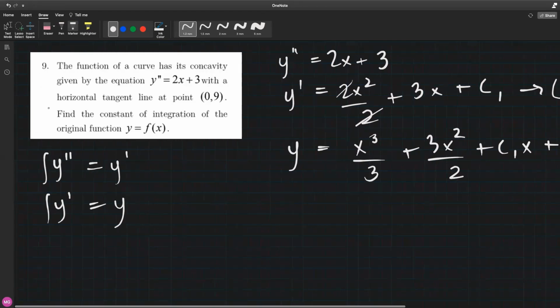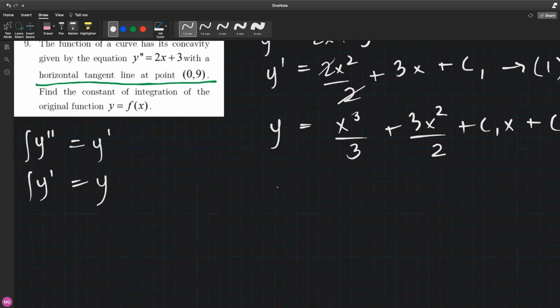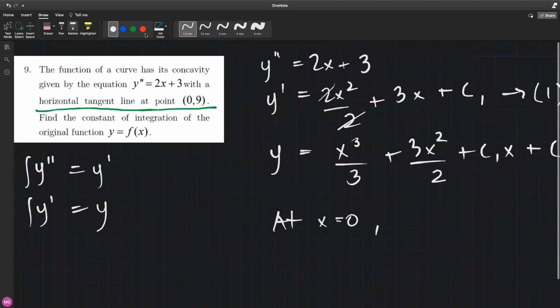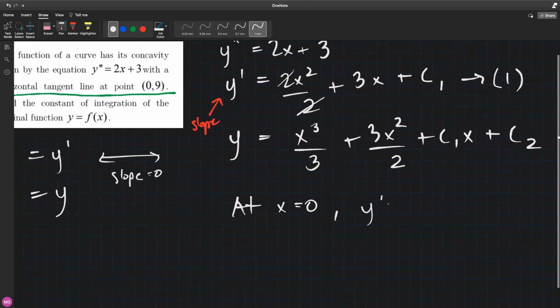It says here that the equation has a horizontal tangent line at point (0, 9), which means to say that at x equals 0, the slope, which is given by y prime, this is the slope function. Since it's a horizontal tangent line, that must mean the slope must be equal to 0. Hence, y prime is equal to 0.